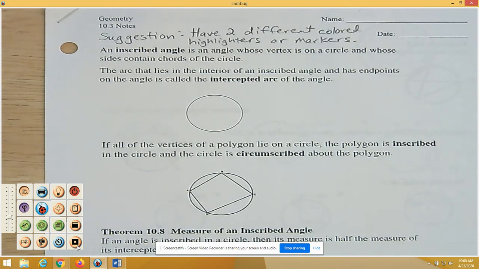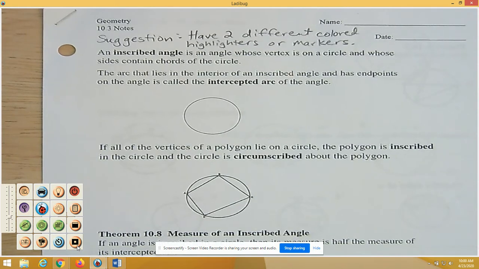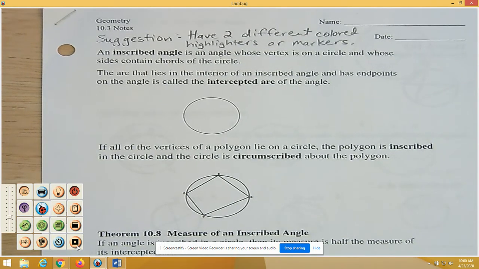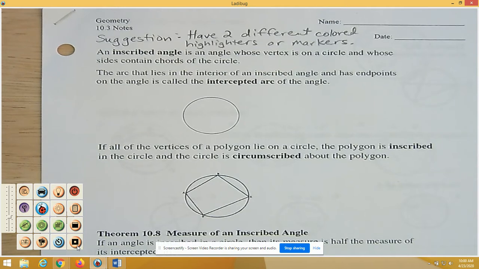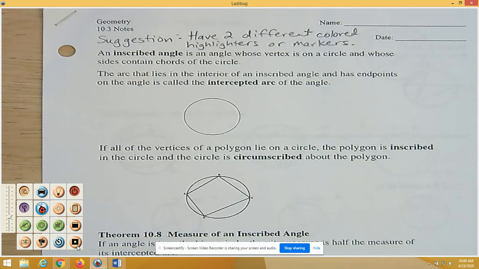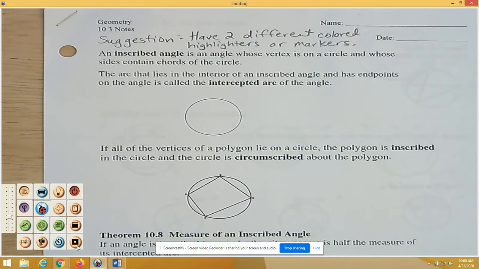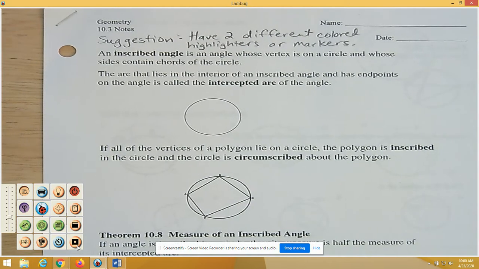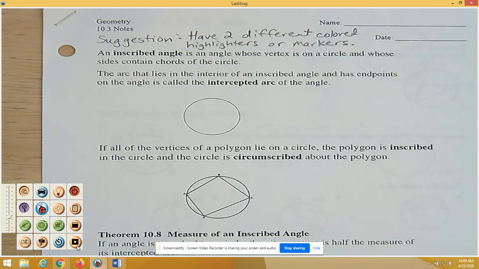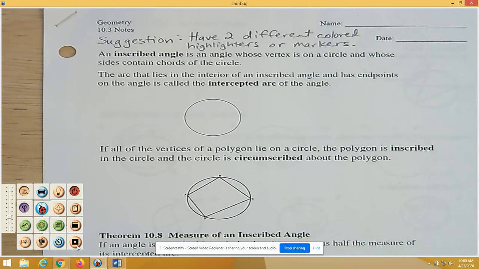Hello everybody. So in this video, we're going to be looking at chapter 10.3 notes. If you would like to print those out before you watch this video, I would advise it. Otherwise, you might want to keep pausing and then jotting these notes in your math notebook. I would encourage you to have two different colored highlighters or markers as you take your notes today. So you could always pause for a quick minute while you grab your materials or your math notebook. And then let's get started.